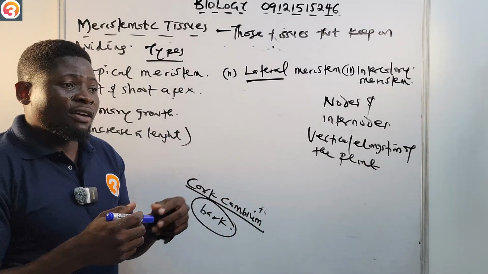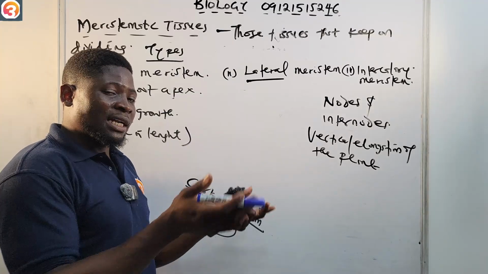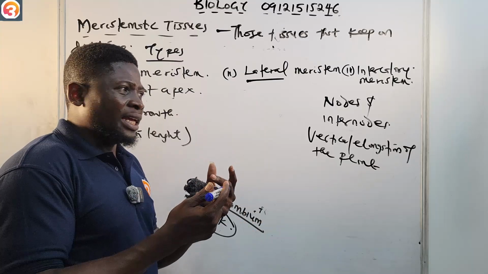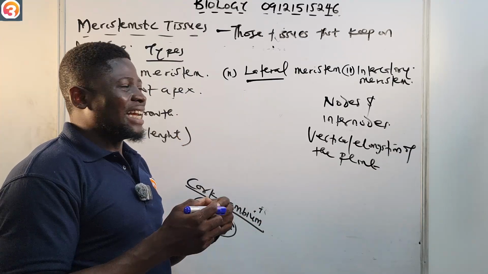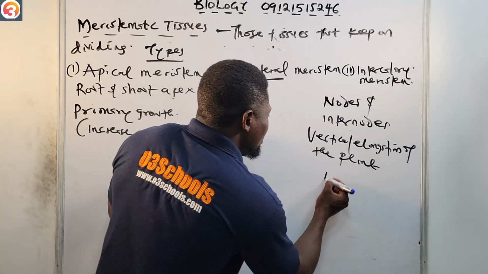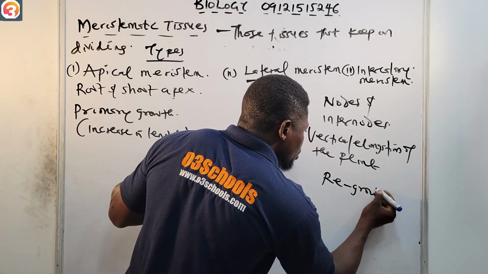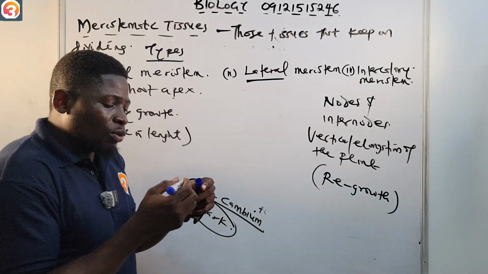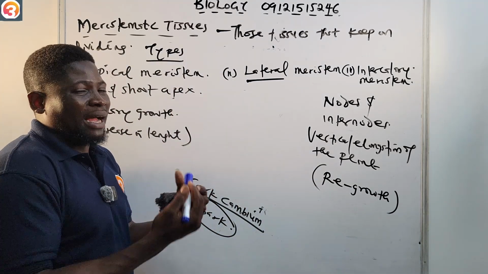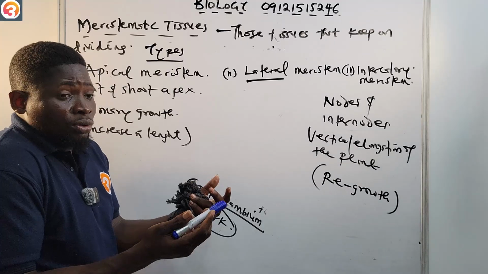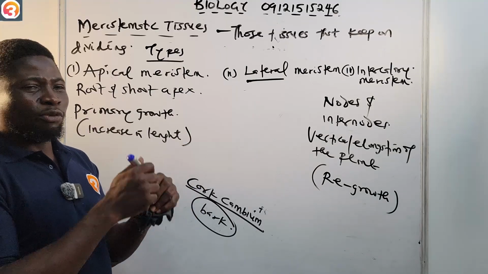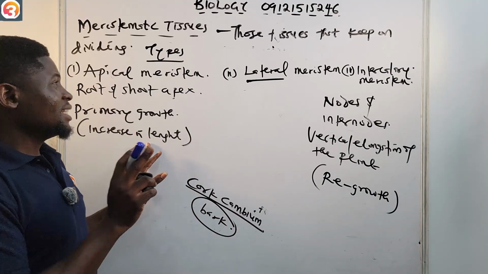Especially those parts that are lost to grazing. For example, imagine that a cow comes to your field and eats your grass. Before you know it, it grows up again. What is responsible for that is the intercalary meristem. They help in the regrowth of parts that are lost to grazing, or maybe you even clear the grass. So that is intercalary meristem.